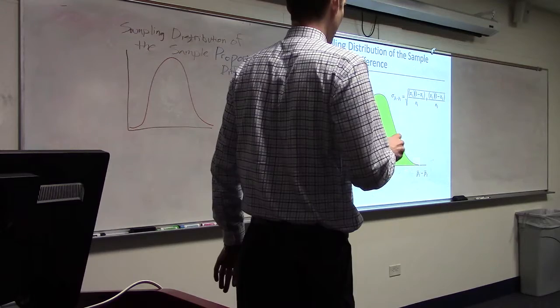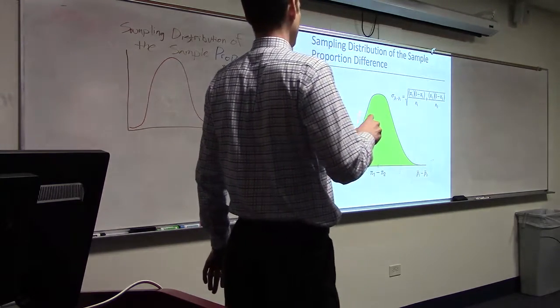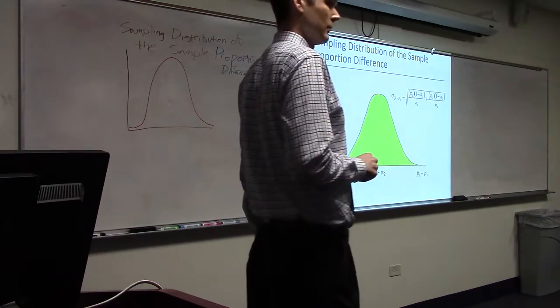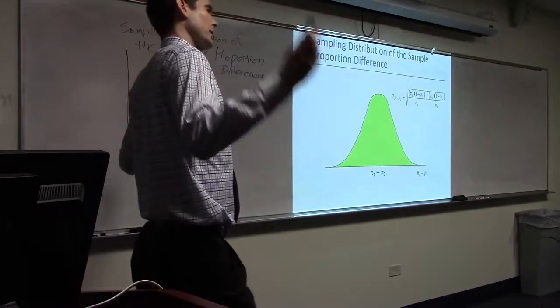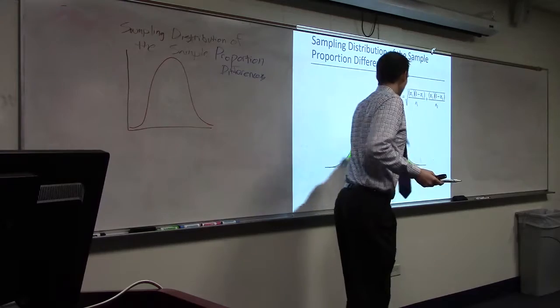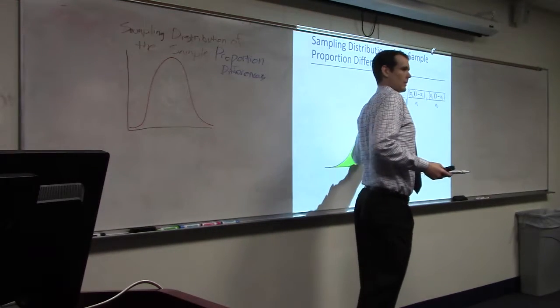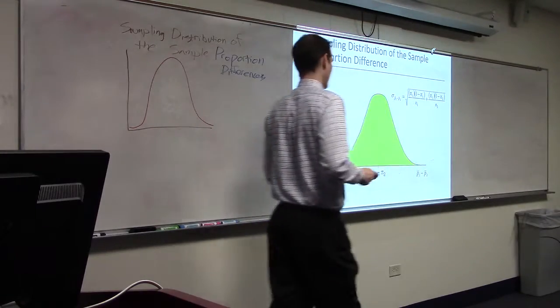All right, and this is a graph. The reason that it's placed there is this is a graph of an infinite number of these. Same properties hold true. What are the chances of any one of these sample proportion differences being within one standard deviation of the mean? 68.3. Two standard deviations of the mean, 95.5.